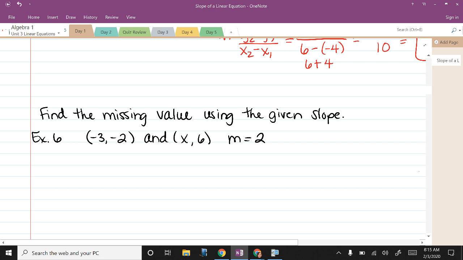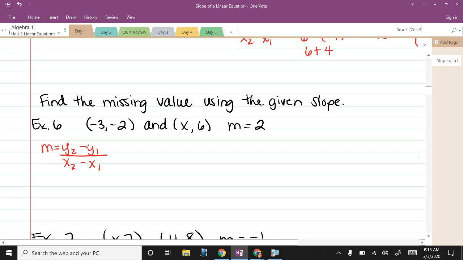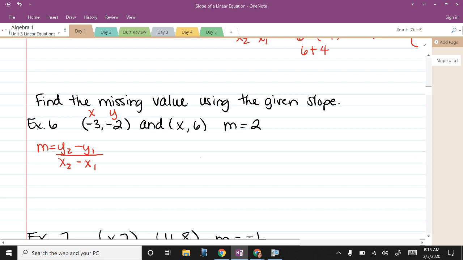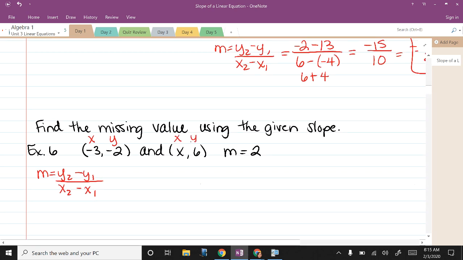So let's write our formula to start with. M equals y2 minus y1 over x2 minus x1. And for this example, I'm going to label everything. X, Y, 1s and 2s. So what x is missing? X2. Y'all with me? All right, so I'm going to plug everything in my formula that I've got.